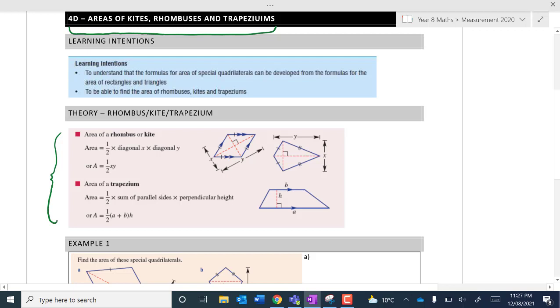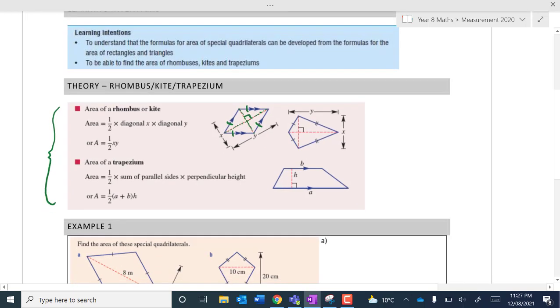Basically, we're finding the area of a rhombus or a kite. A rhombus is a parallelogram with equal side lengths. You can see there that all these side lengths are the same. And what we notice is that these diagonals actually intersect and form a right angle.